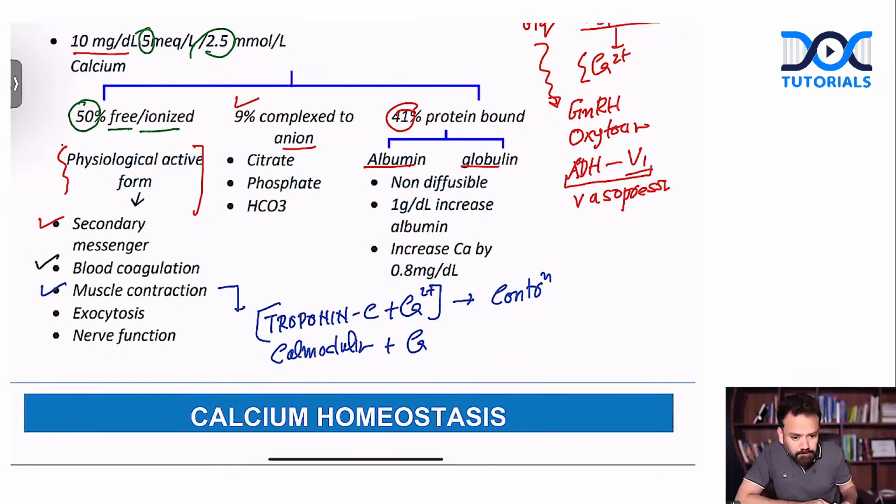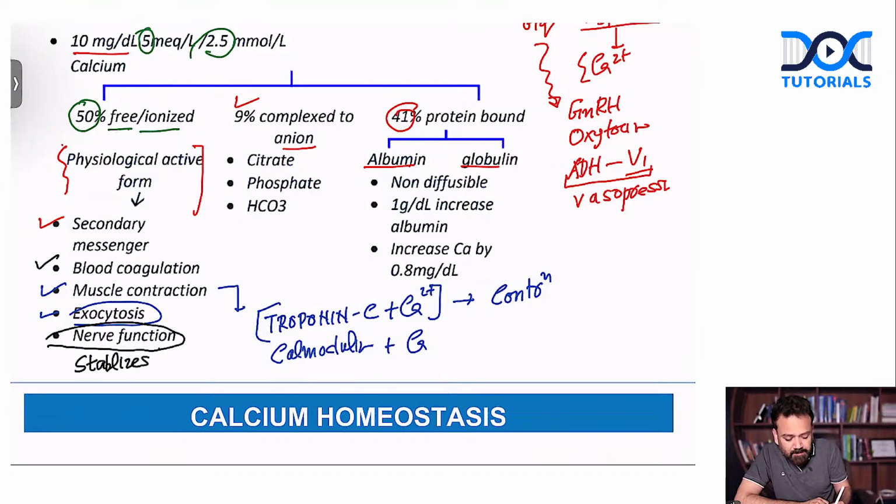Now, next is exocytosis. If you remember, insulin is released through exocytosis. In the neuromuscular junction, there is exocytosis of acetylcholine. So wherever there is exocytosis, one cation is always needed, and that is calcium. The next function, the most important one, is stability of nerve function. Calcium stabilizes the voltage gated sodium channel. So it will stabilize your neuron and your muscle. All the excitable tissues are stabilized by calcium.